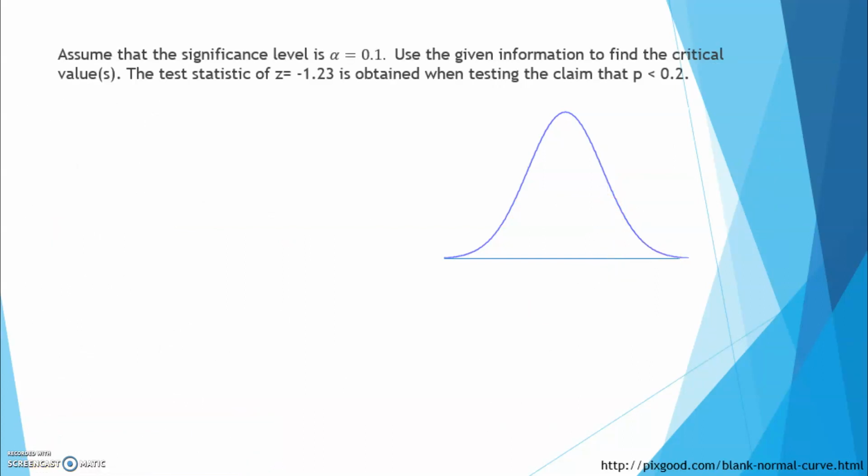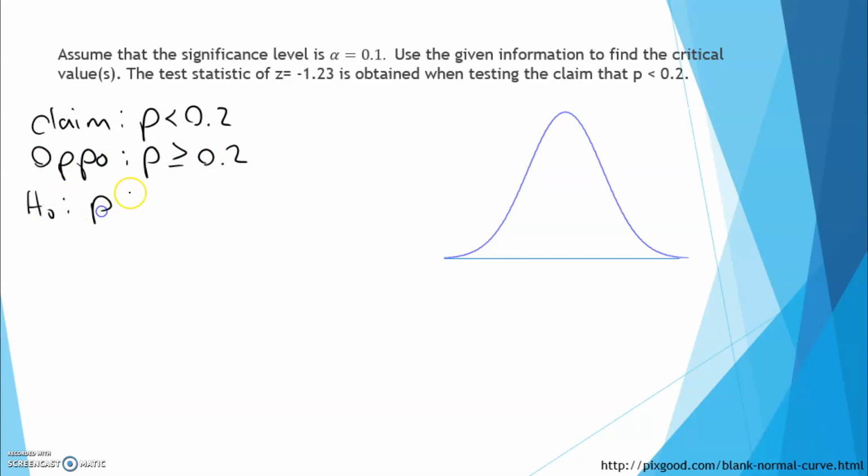Okay, assume that the significance level alpha is 0.1. Use the given information to find the critical value or values. The test statistic of z equal to negative 1.23 is obtained when testing a claim that p is less than 0.2. Okay, so our claim is p is less than 0.2. The opposite is p is greater than or equal to 0.2. H sub 0 is p is greater than or equal to 0.2. H sub 1 is p is less than 0.2. The claim here is with H sub 1.